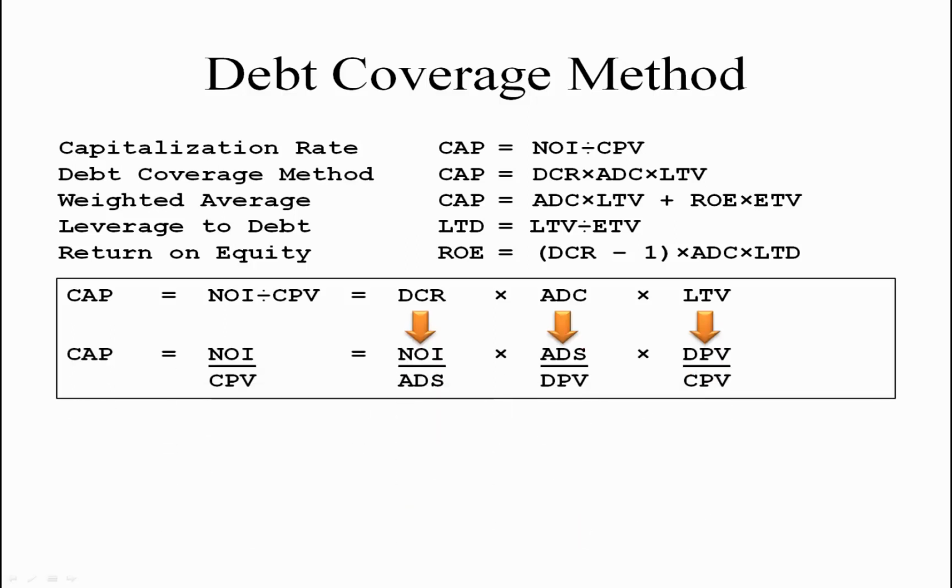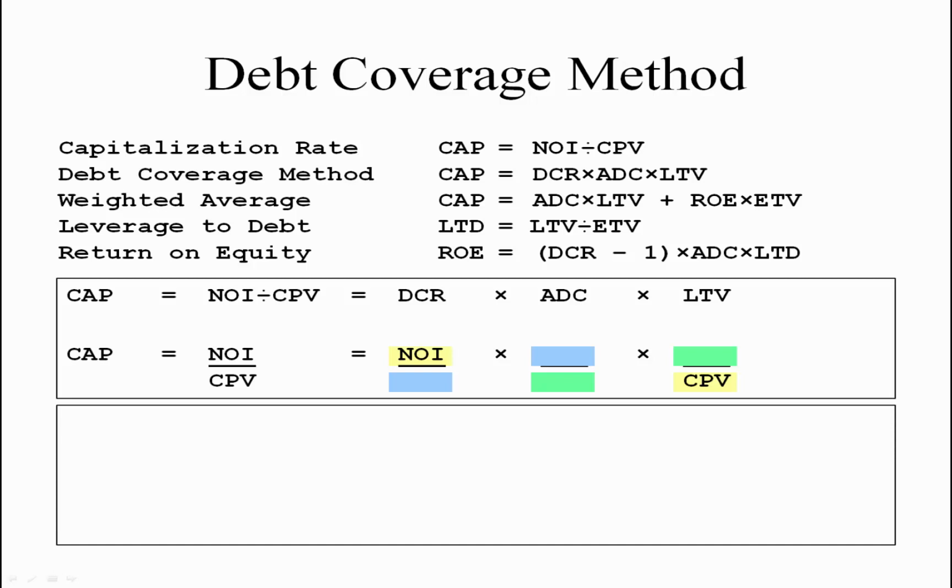Expanding the variables, debt coverage ratio is NOI over annual debt service. Annual debt constant is annual debt service over debt present value. Loan-to-value ratio is debt present value over capitalized property value. We see that the annual debt service is on top and bottom. We see the debt present value is on top and bottom, so they cancel out, leaving just NOI over CPV.